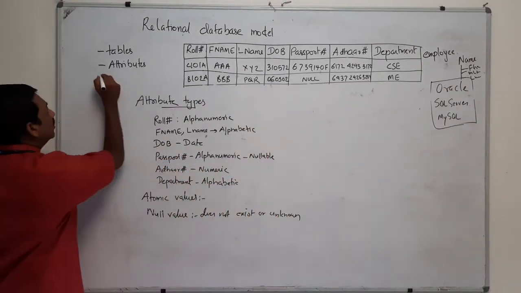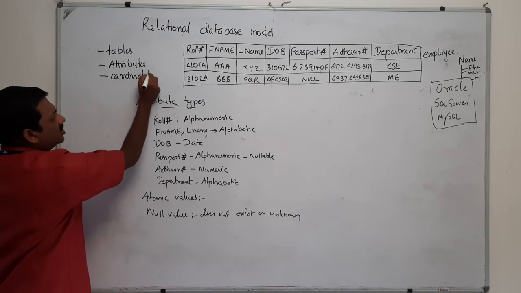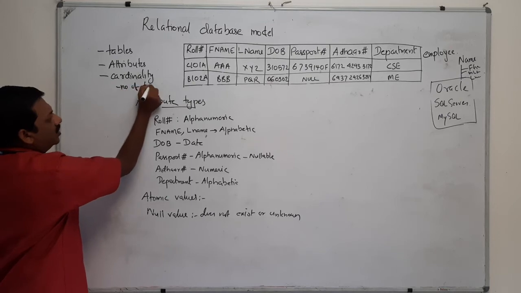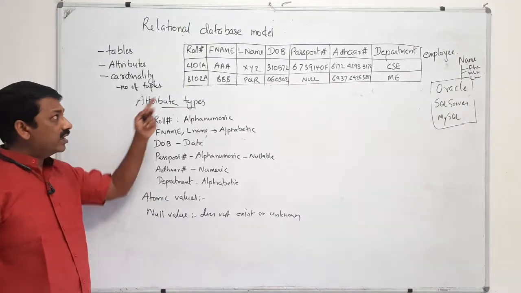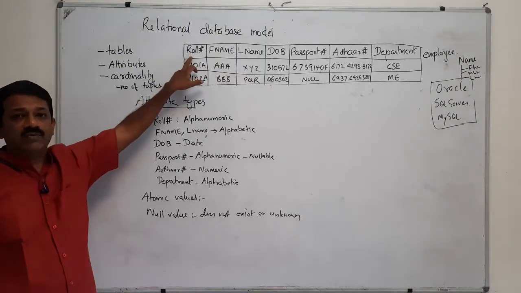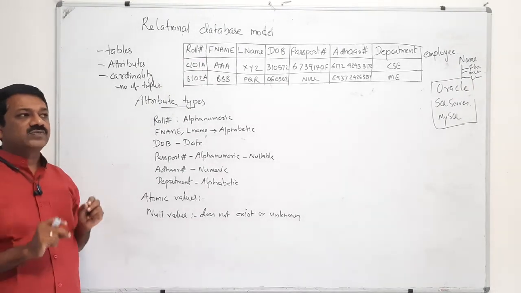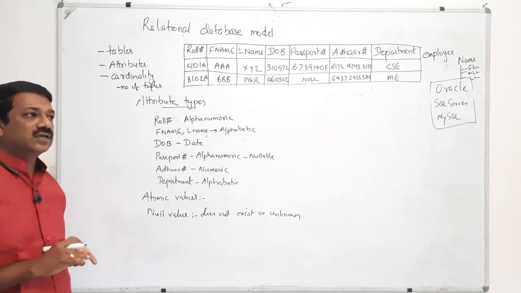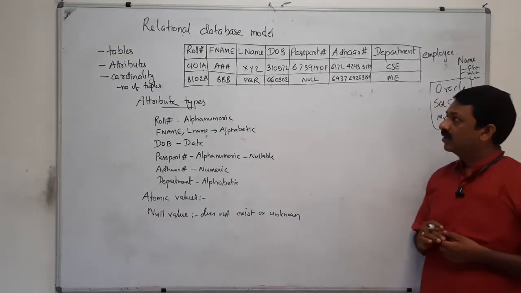Cardinality. Number of tuples in the relation. Cardinality. Number of tuples. What do you mean by tuple? Each row of a table is called tuple, and each column is denoted by an attribute. So, in relational terms, rows and columns are called tuples and attributes. So, that is the terminology used as far as relational data model is concerned.